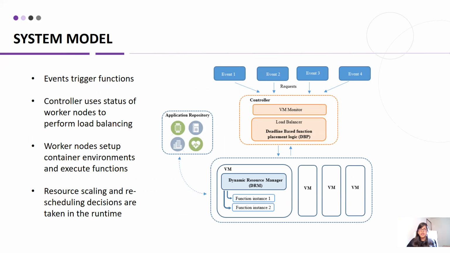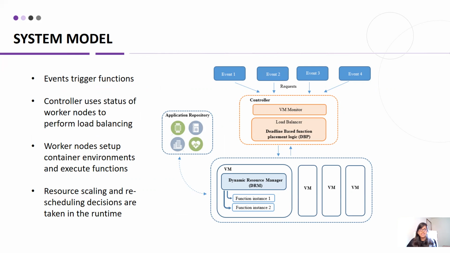Moving on to the system model. So there's a set of events which trigger function invocation. And in our system model, we have a control element which acts as a gateway to the worker nodes underneath. It monitors the status of each worker node. So basically, it contains updated information on the functions scheduled on each node and the expected finish times. When function requests arrive at the controller, it undertakes load balancing based on this information that it keeps on monitoring. And we assume that the underlying VM resources are able to be switched on and off on demand.